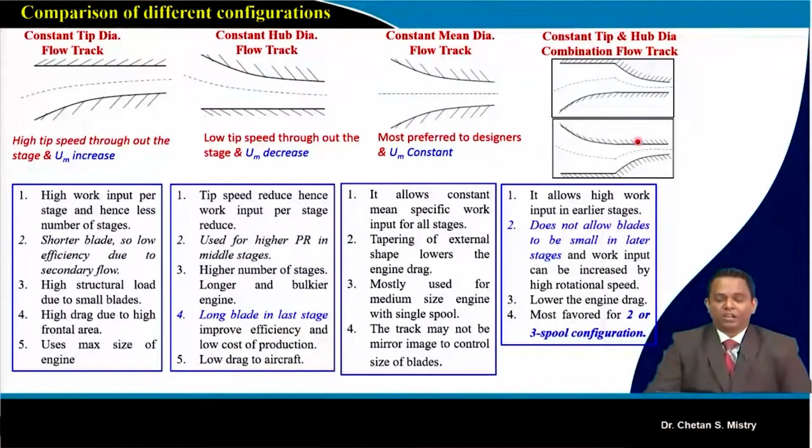Later we discussed the constant tip and hub diameter configuration. We realized that we are able to achieve a high pressure ratio in the earlier stages, and the problem with blade height can be rectified by using a constant hub diameter configuration. This helps in reducing our drag. So mostly for 2 spool and 3 spool configurations, this kind of flow track is most preferred. This gives us the initial background for our track.